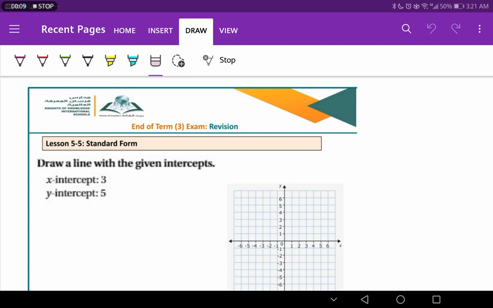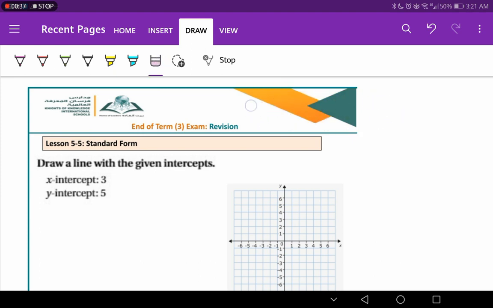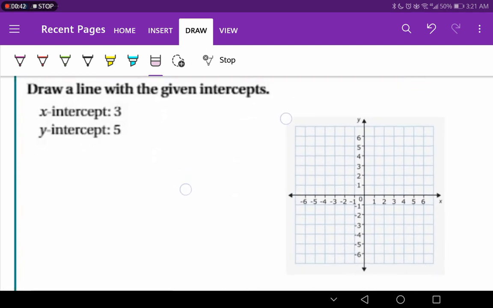Let's complete the revision for grade 7, lesson 5, standard form. In this question, my dear student, you remember the standard form. It is ax plus by equals c. You know that standard form means the x and the y are on the same side. It is good to know that, but how can we solve this question?